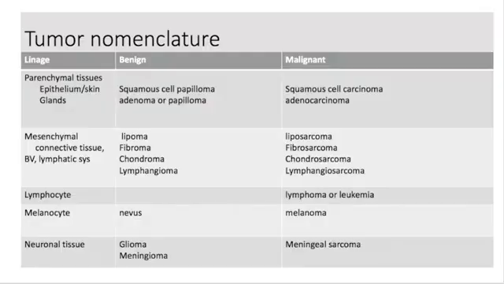So we have the lineage, so we have benign neoplasias, and then we have the malignant plasias. The parenchymal tissues, which is the epithelia, the skin, the glands. If it is benign, we call them papillomas or adenomas, depending on the location. And if it's just oma, that usually means it's a benign finding. If we look at the malignant nomenclature, carcinoma, adenocarcinoma. So then we bring in carcinoma.